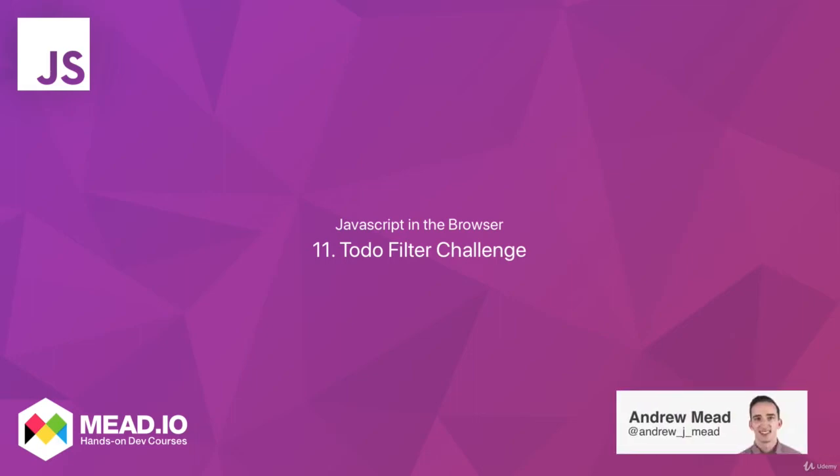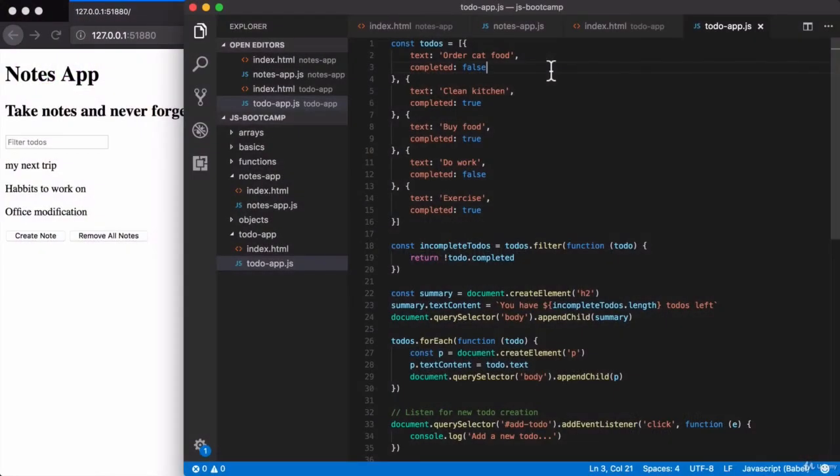In this video, you're going to be setting up a filtering system for the To-Do application, much like we did for the note-taking app. Now, I'm going to outline exactly what I'd like you to do, although the steps are going to be pretty similar to what we did for the Note app.